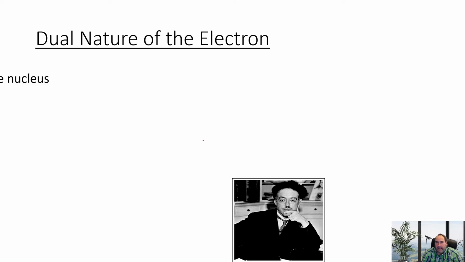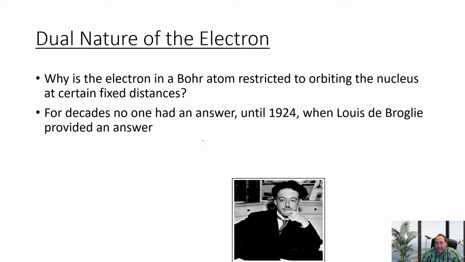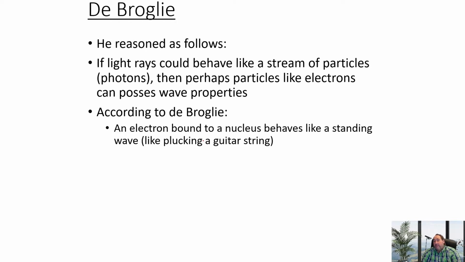So let's talk a little bit about the wave mechanical model and this idea of the dual nature of light. Another really important idea, and some of these things are leading us away from Bohr's model of the atom, this planetary model, was developed by a guy named de Broglie. De Broglie reasoned through mathematics and didn't do any actual experimentation, but later experimentation proved him correct. He reasoned that light rays could behave like a stream of particles, photons.